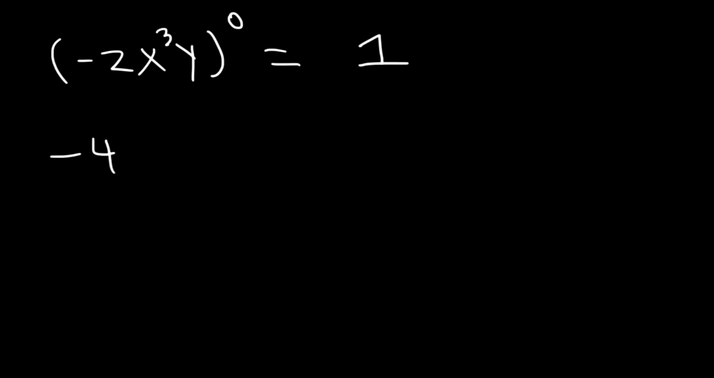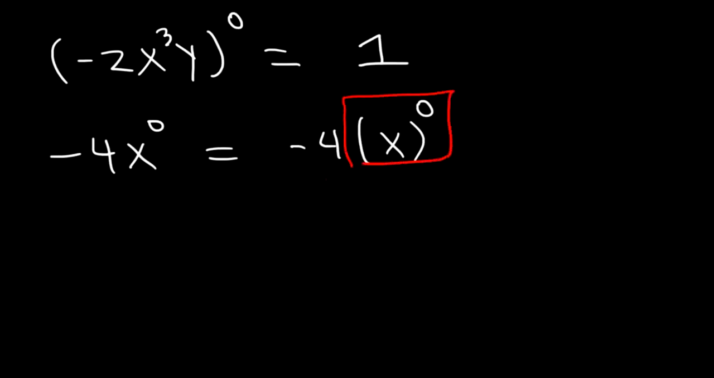Now what about negative 4x to the 0 power? What is that equal to? You need to realize that this is negative 4 times x raised to the 0 power. This 0 only applies to x. So this portion, highlighted in red, that's equal to 1. So it's negative 4 times 1, and that's negative 4. So anything that's affected by the 0 exponent will become a 1. Anything outside of that is unaffected.